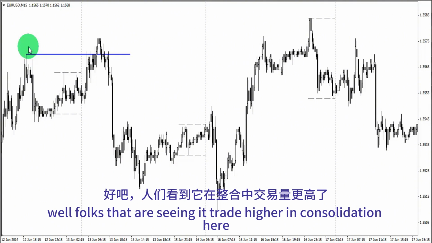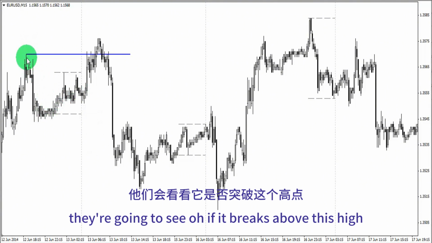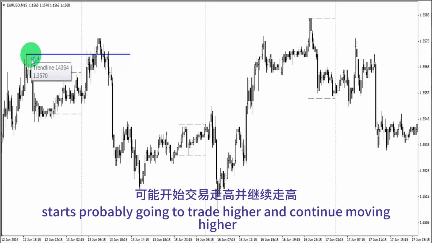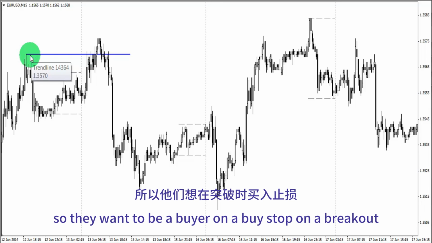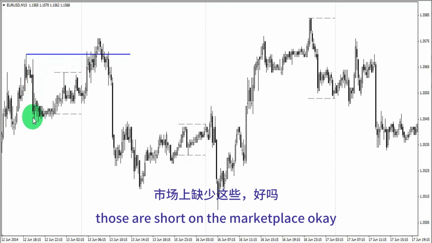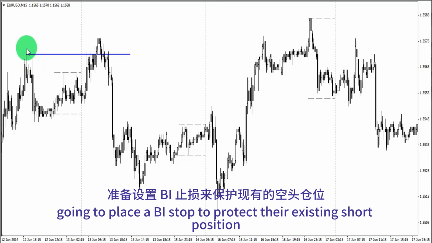Folks that are seeing it trade higher in consolidation here are going to see, oh, if it breaks above this high, chances are it's probably going to trade higher and continue moving higher. So they want to be a buyer on a buy stop, on a breakout. Those that are short in the marketplace are going to place a buy stop to protect their existing short position.